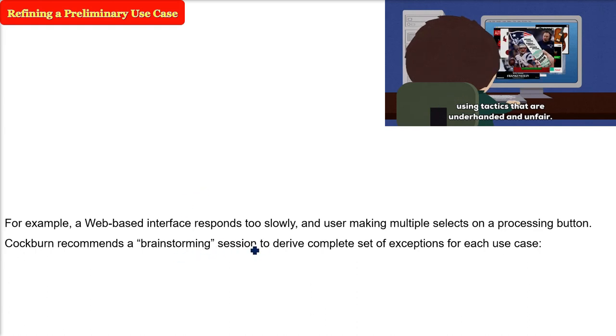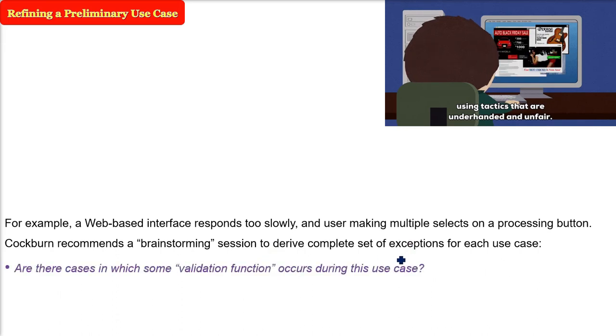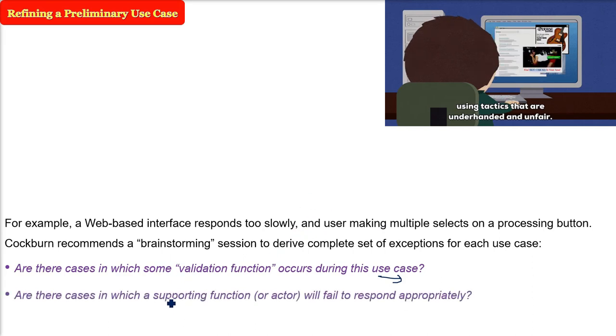So Cockburn recommends that there has to be a brainstorming session, because we need to derive the full set of exceptions for each and every use case. The questions here are: are there cases in which some validation function occurs during this use case? The validation function is there; it may fail, it may pass. Are there cases in which a supporting function or actor will fail to respond appropriately? Because you are accessing the website from a remote location, there can be multiple scenarios and multiple questions, which Cockburn has recommended.